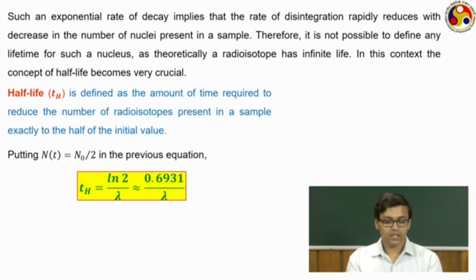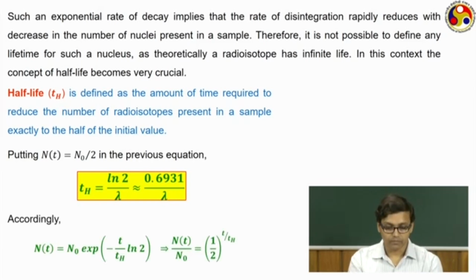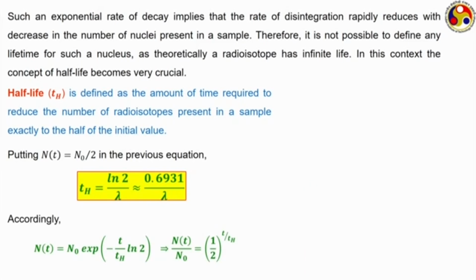We can clearly see the half life and the decay constant are inversely proportional, and that their product is equal to log 2. Also, putting this idea of T h into the previous expression, we can represent N t by N naught as half to the power t upon T h.